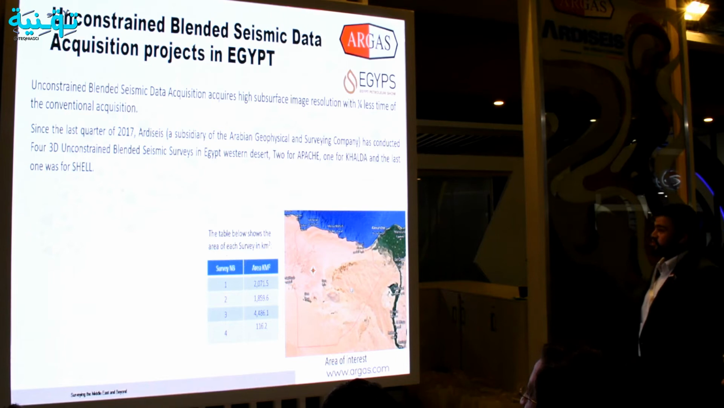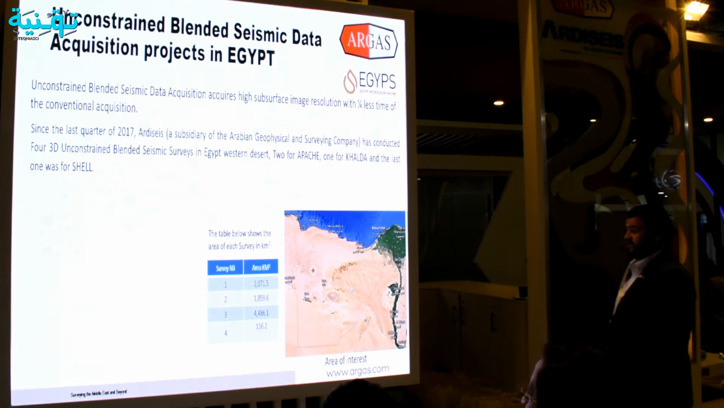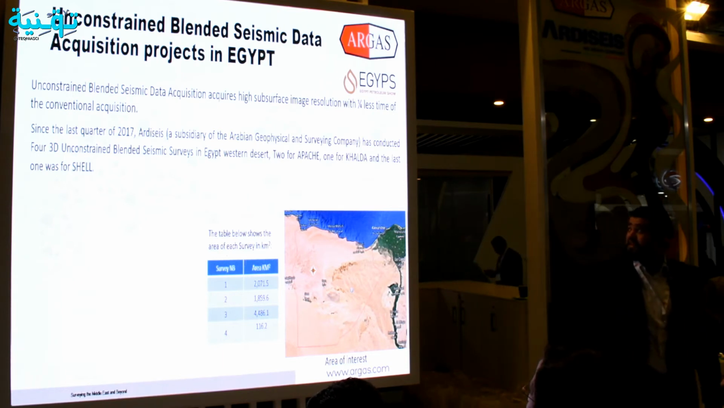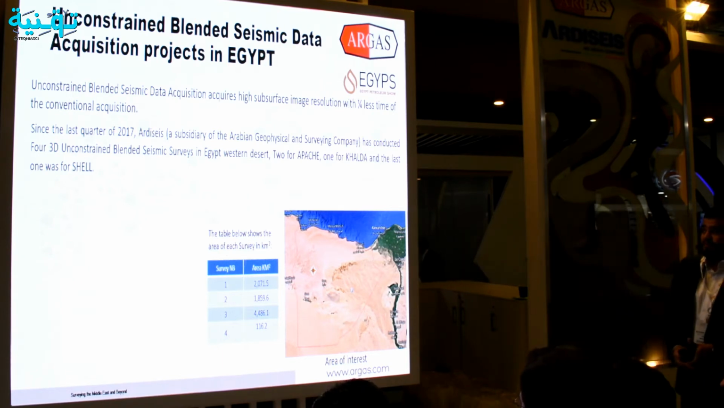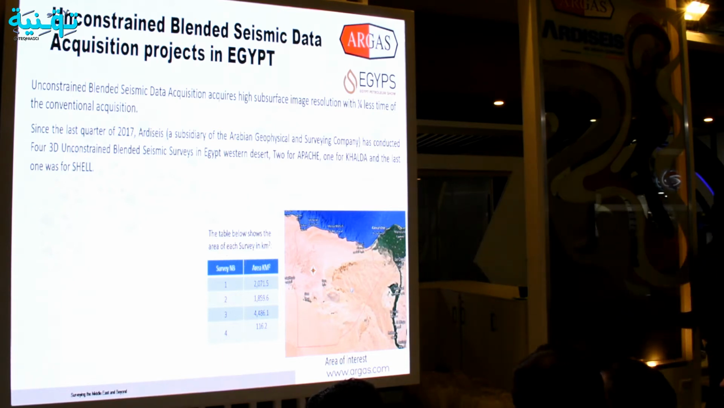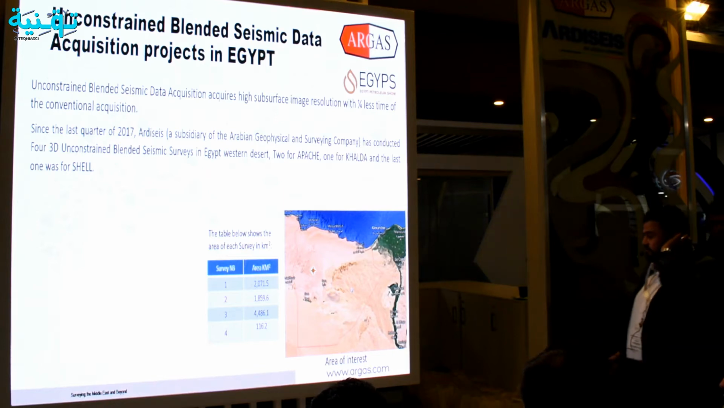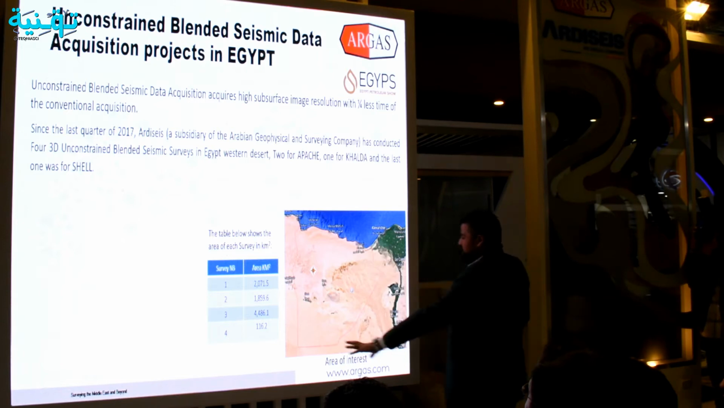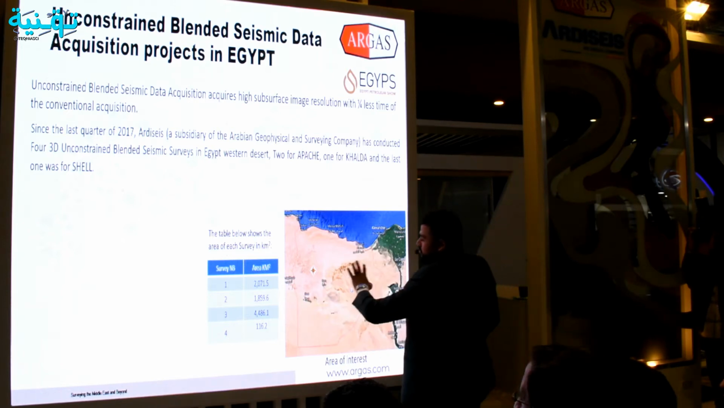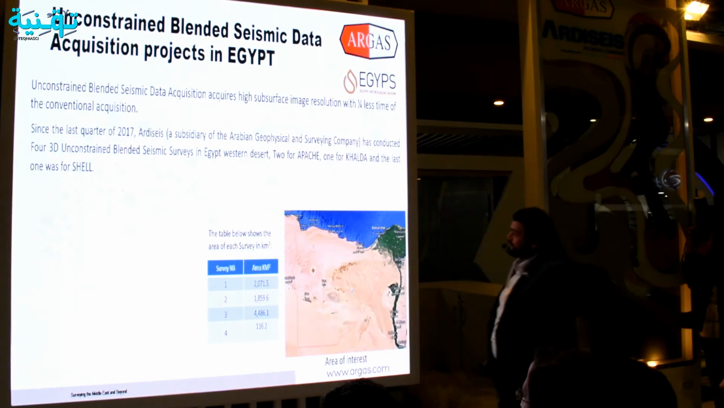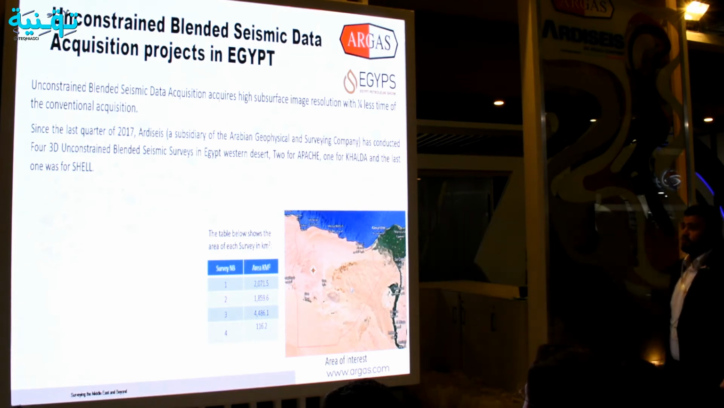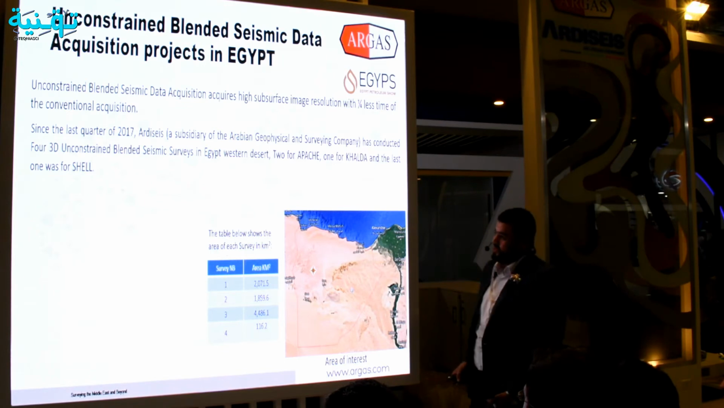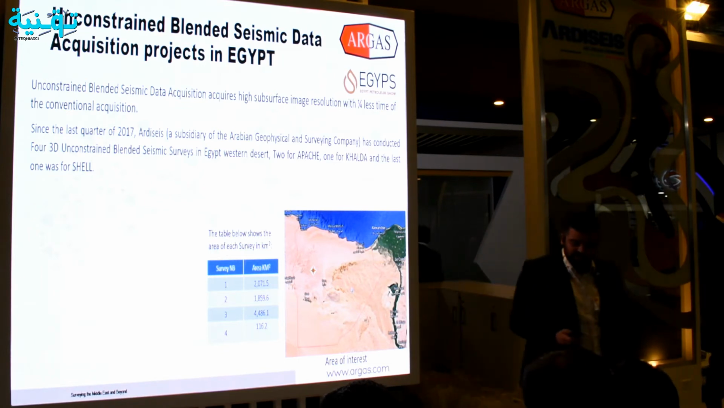Since the last quarter of 2017, Argas, a subsidiary of the Arabian Geophysical and Surveying Company, has conducted 4 3D seismic surveys using this new technology in the Egypt Western Desert. Here are the boundaries of the area of interest where we have done all our 4 projects. We have done 2 projects for Apache, 1 for Khalda, and the last one we acquired was for Shell 2 weeks ago.